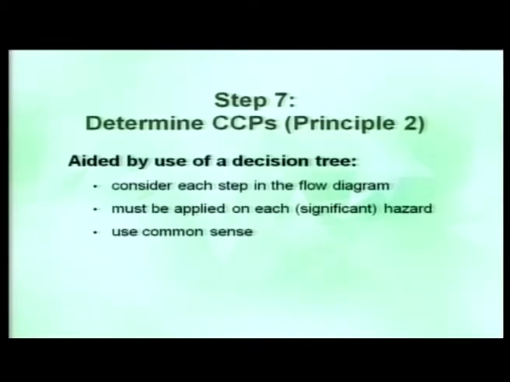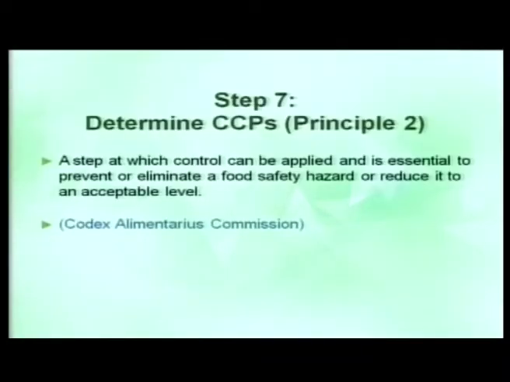So whenever you are using this decision tree, we have to consider the steps in the flow diagrams which have a significant hazard and use common sense. So now let's understand this. The definition of the CCP is a step at which control can be applied. Please understand this: at that step, there should be a possibility that a control can be applied, and it is important to prevent or eliminate a food safety hazard or reduce it to an acceptable level.